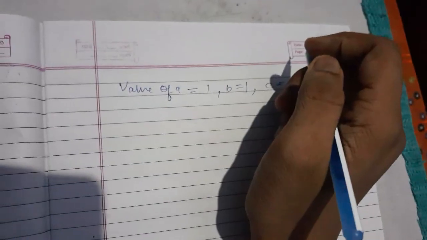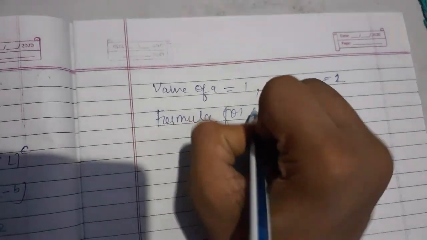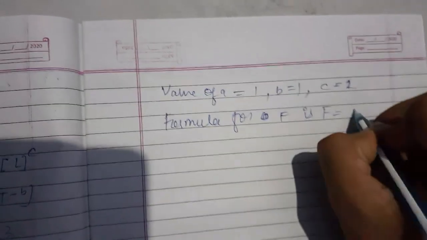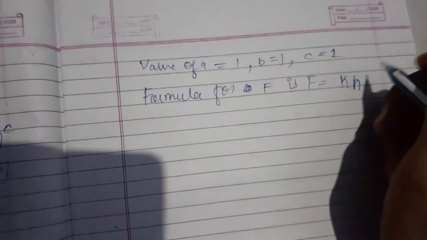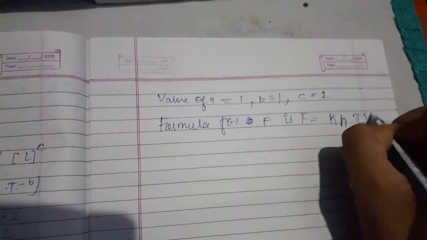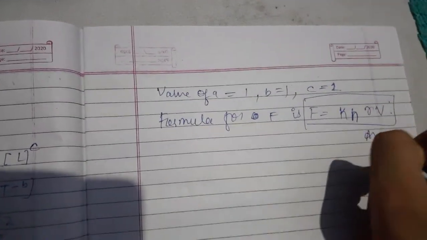So the formula for the force is F equals k times the coefficient of viscosity to the power 1, radius to the power 1 and velocity to the power 1. This will be the required formula.